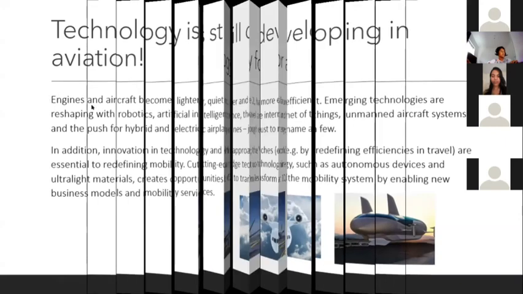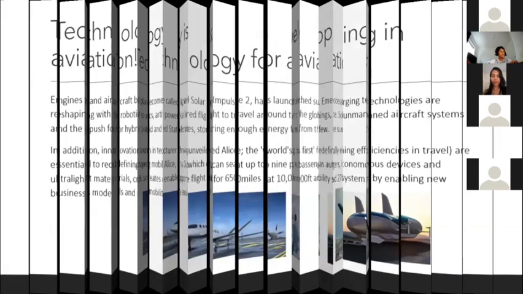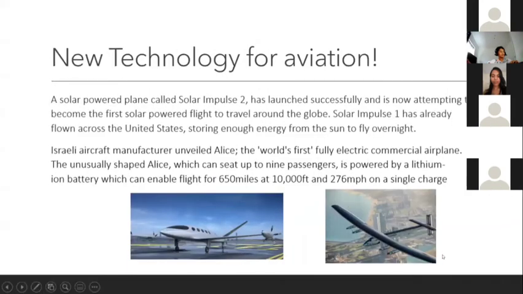There have also been inventions such as the solar plane, with wings having solar panels powering the whole plane. It was called the Solar Impulse 1, which has already been flown across the United States, storing enough energy from the sun to fly overnight.